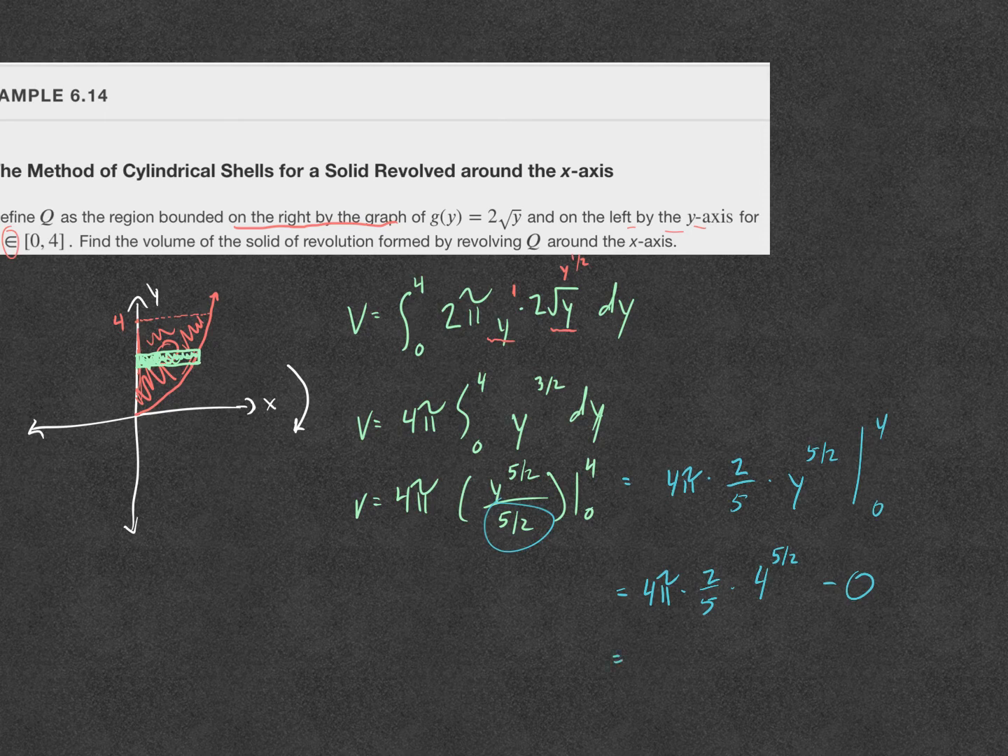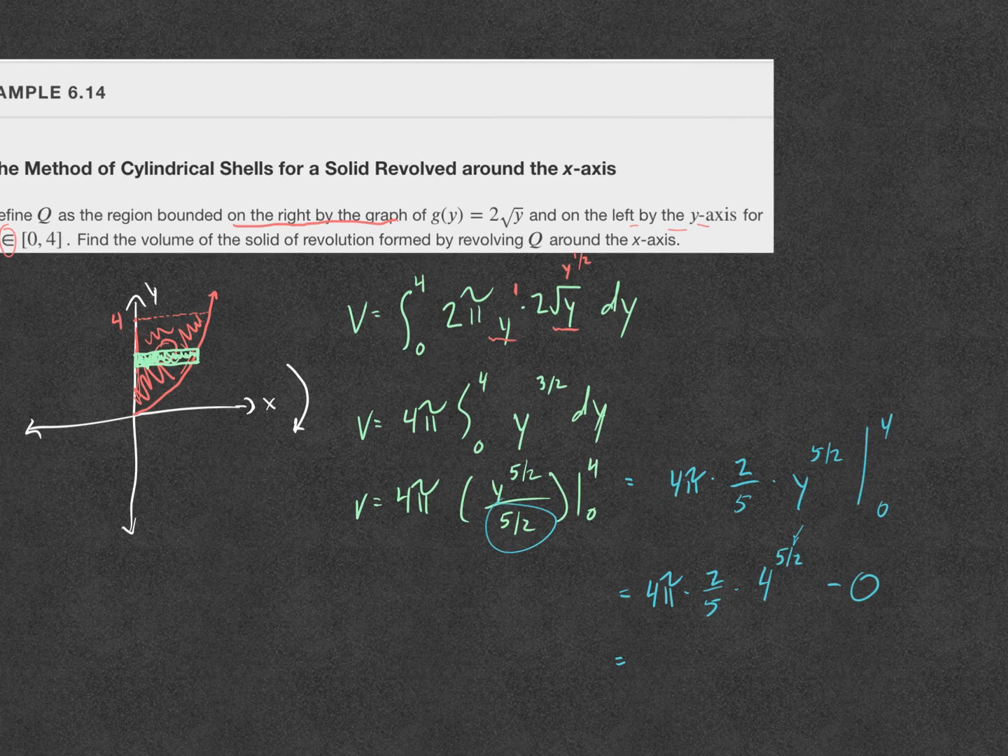And let's see, you get 256. So there's lots of 2's. There's a 4 there. There's a 2 there. This is the way that this works out. You take the square root of 4, which is 2, and then to the 5th power is 32. So there's 2's all over the place in this problem. But again, use your calculator to do this part. It should be 256 pi over 5 is my volume. Cubic units. 256 pi over 5 is the exact solution.